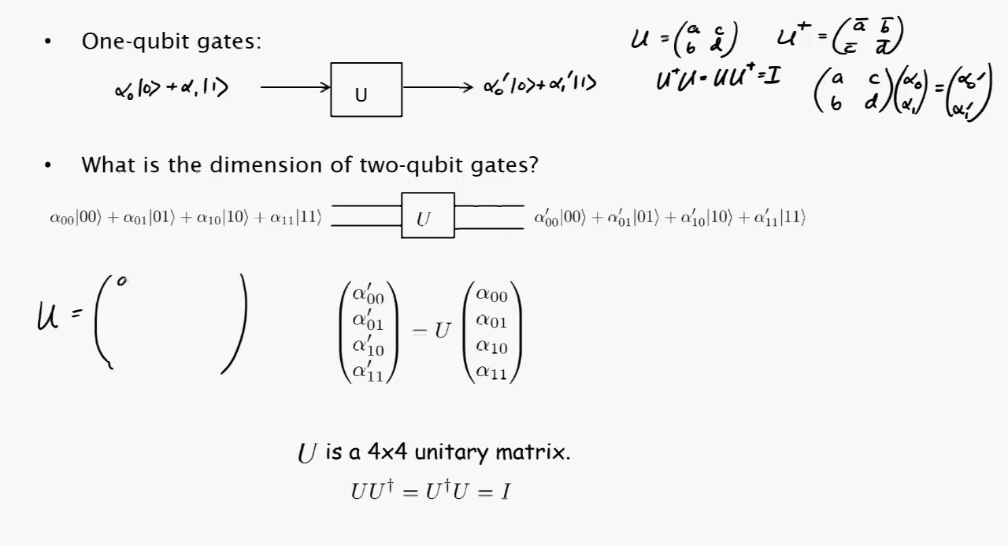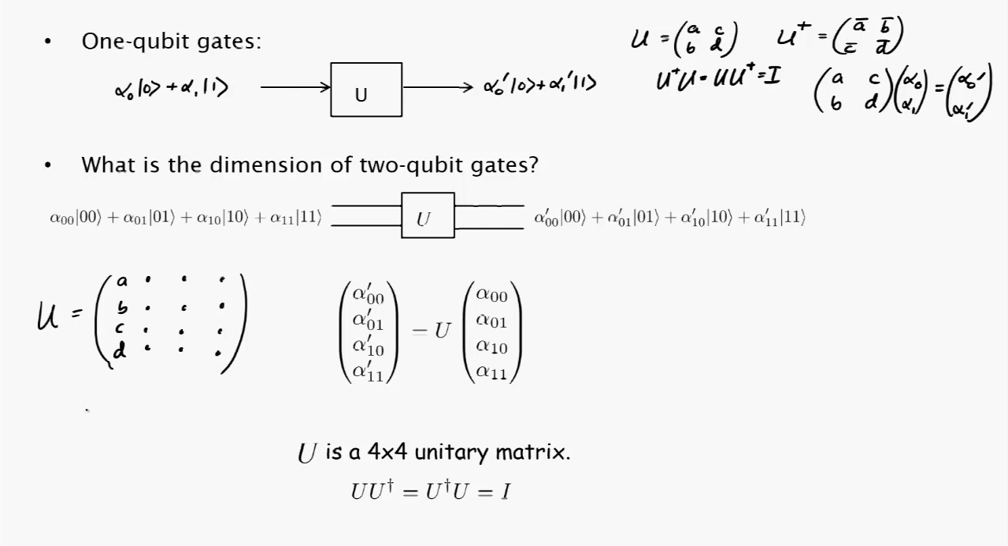So it might look like A, B, C, D is the first column. And then, well, I'll just put dots because I don't want to put down so many numbers. But it's just a complex matrix. It's a 4 by 4 matrix with complex entries. And it has this property that it's unitary, which means that U dagger U is the identity.